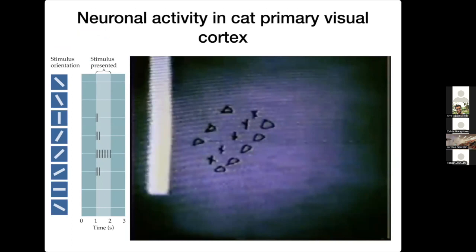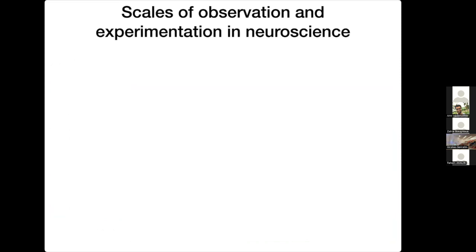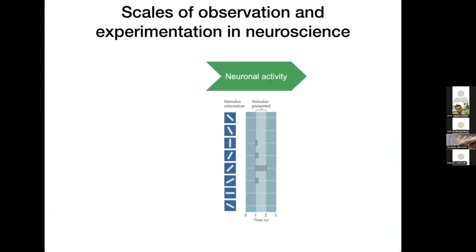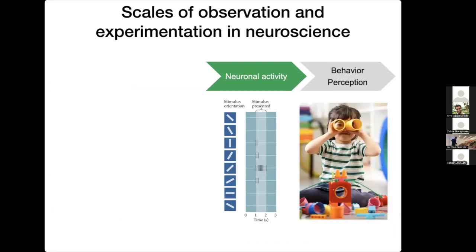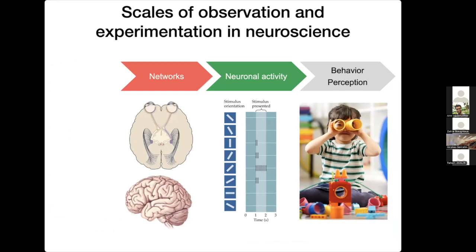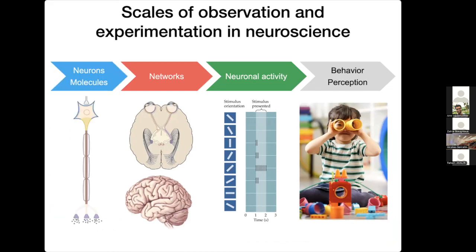So I hope this convinced you that it's really interesting to look at brain activity. So if we were to complete the schematic that I just did before, in neuroscience, what we want to know about is neuronal activity. And of course, what gets really interesting is to link this neural activity to the behavior, which is the output of our nervous system. And of course, it's all supported by organs, networks, cells, and molecules.